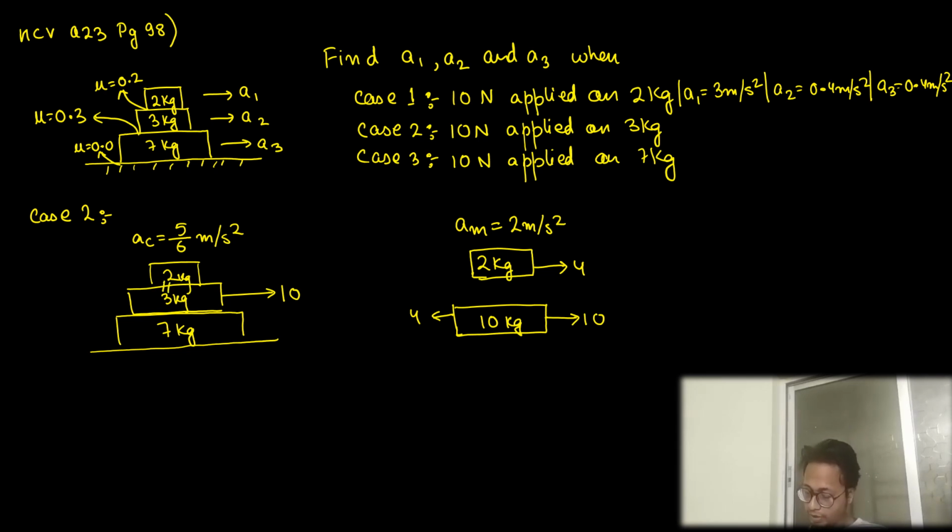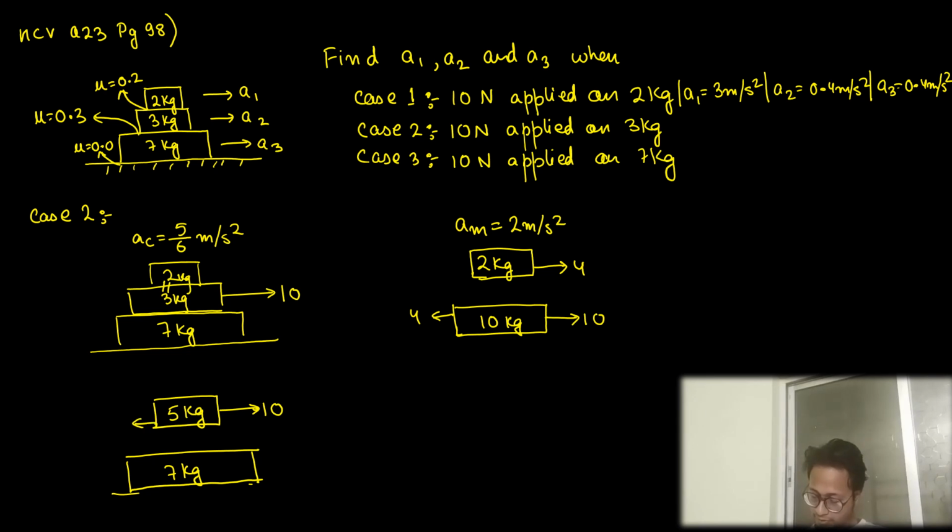Okay, so when these two surfaces locked together, let's take this surface. These two surfaces, 5 kg, 7 kg. This is being applied 10 Newton. Out here the maximum value of friction force is 15.